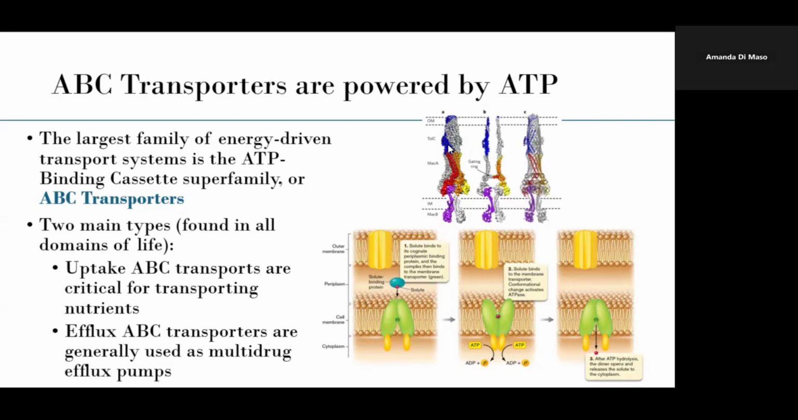And what they do is they take a material up against its concentration gradient by using ATP. So the bottom part here, this yellow part, is the part that binds the ATP, and through that binding, it allows the solute to enter and be transported into or out of the cell. So we can take them and use them to take up nutrients. We can also take them and use them to expel waste or other things like antibiotics that we don't want.